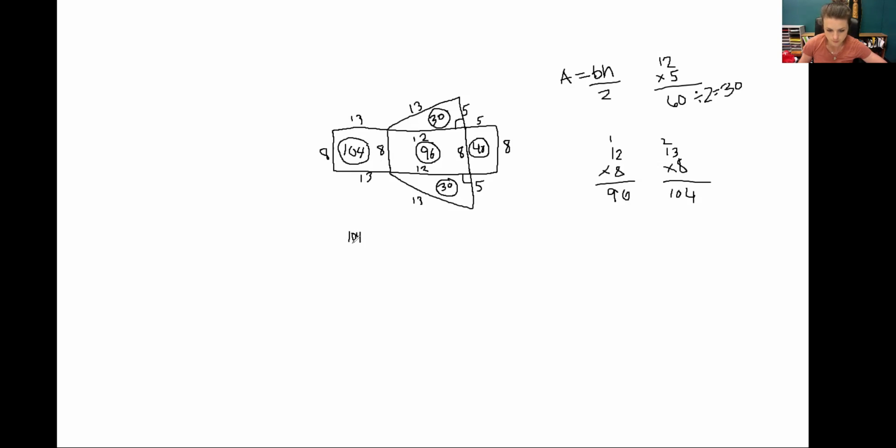104 plus 40 plus 96 plus 30 plus another 30. And then I get a total of 300. And if I go back to my book, I see that it's centimeters and square centimeters. So 300 centimeters squared. All right.